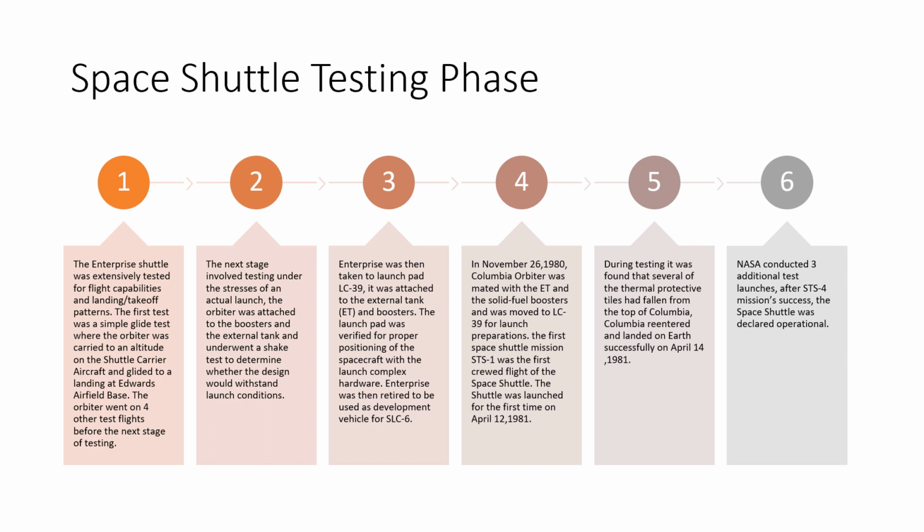During this test, it was found that several of the thermal protective tiles had fallen from the top of Columbia. Columbia re-entered and landed successfully on April 14, 1981. The tile shedding problem later proved fatal for the Columbia Space Shuttle, as we'll discuss later. NASA then conducted 3 additional tests after the Columbia launch. After the success of the STS-4 mission, the Space Shuttle was declared operational by NASA.